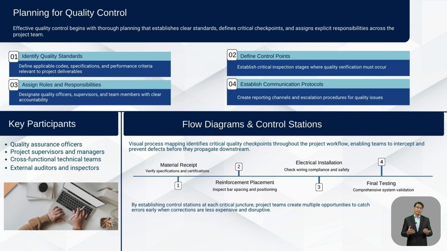In a factory setting, the QA department might define control points after packaging to check the sealing, barcoding, and weight. In IT, this might include source code review, performance testing, and user acceptance testing.